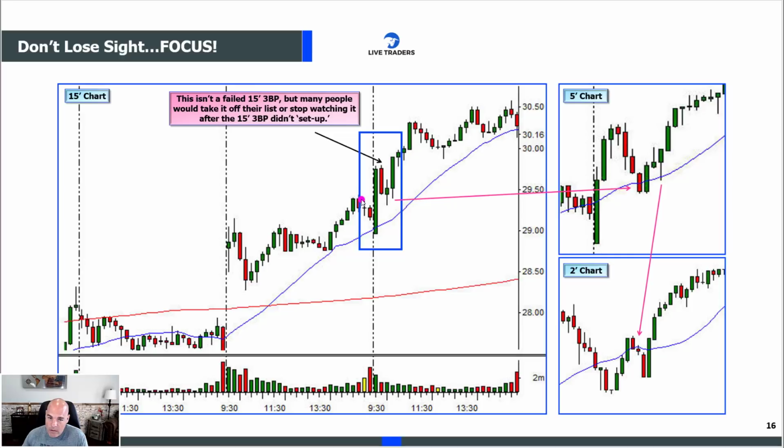Then we get an engulfing bar. So you're gonna get triggered in right there. But what happens? Many of you aren't even looking at the five. You're so caught up on, it's not a 15-minute three bar play, and you stop looking at it. This is what we call a minor pivot on the 15-minute. But that minor pivot on the 15 turns into a full-fledged buy setup on the five.